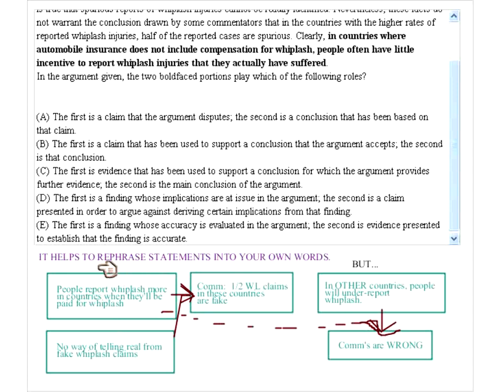We are saying, yes, there are a lot more claims where people will get paid, but there are also a lot fewer real claims when people are not paid. So these two facts in tandem lead us to conclude the commentators are wrong. This fact alone leads the commentators to conclude this. Does this make at least some sense, smiley face, if you follow what we have here on the screen?